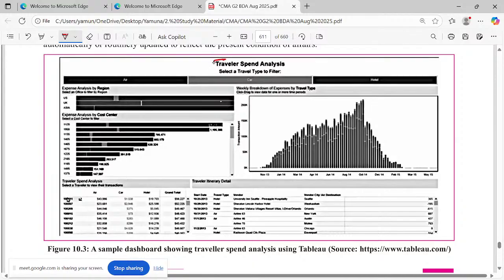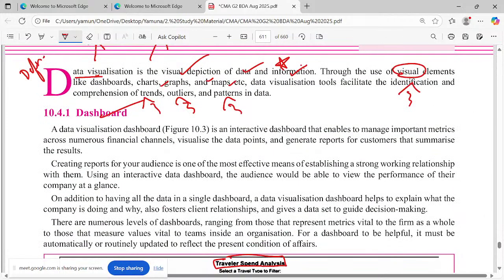If you go for traveler spend analysis, you get everything as a single page. So what do we mean by dashboard? All the data you wanted will be covered in a way that makes it an interactive dashboard. What do we mean by interactive dashboard? If you make a small change, that change is presented on the main page.